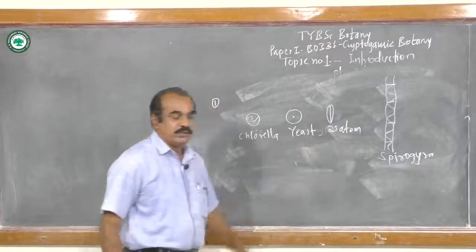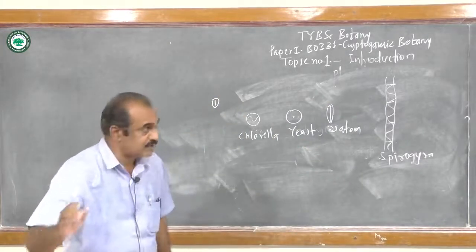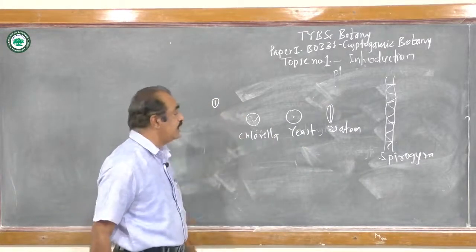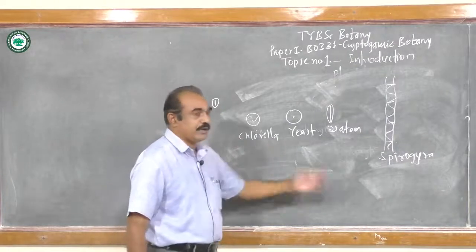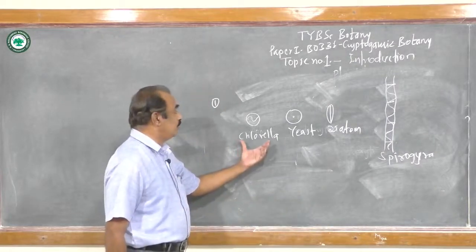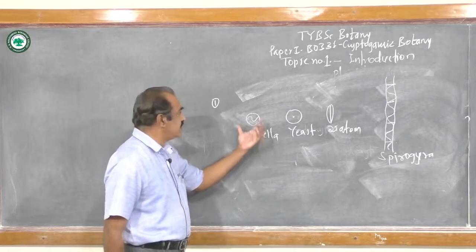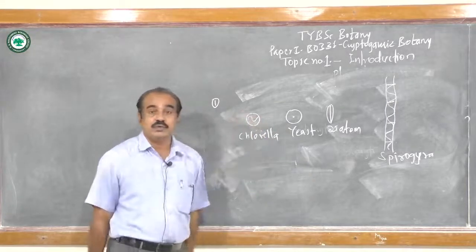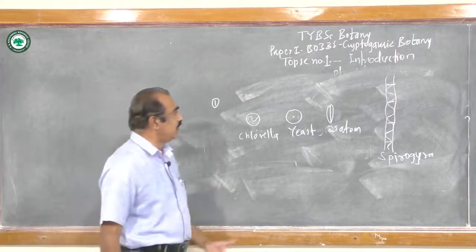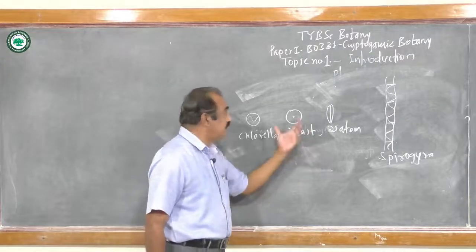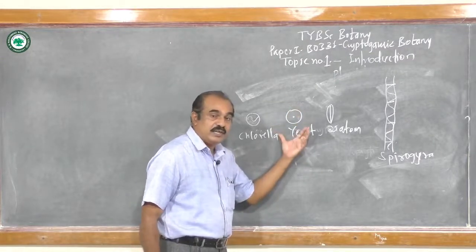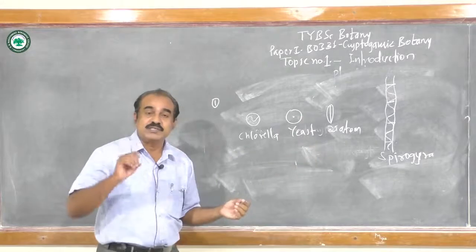So these all are different examples, different figures, different structures of the Thallophyta. Some are algae and some are fungi. So this is number one, Chlorella. It is an alga. It is just a single cell. It does not show root, stem and leaves. Just like that, yeast is there, which is a fungus. It is also a single cell structure. Its body is formed by only a single cell.